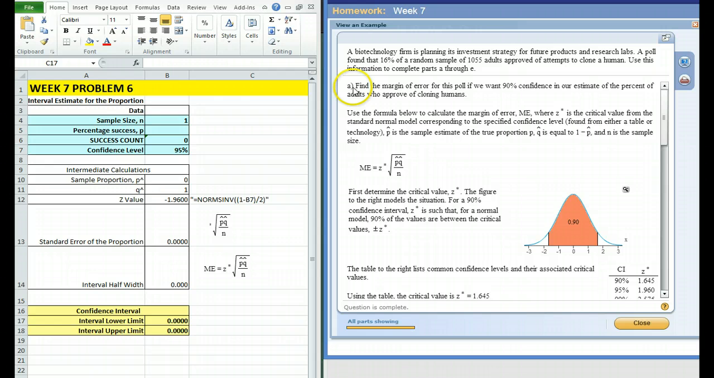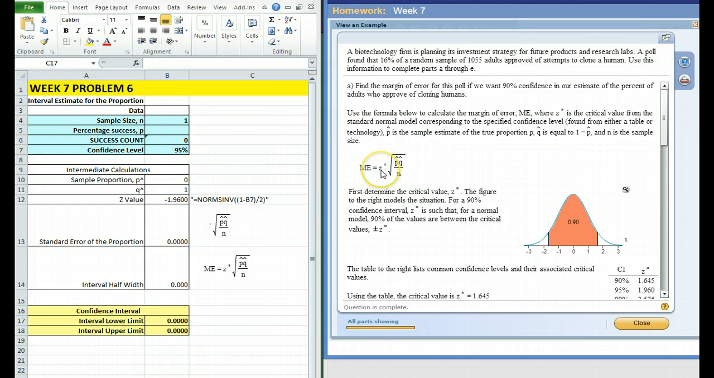The first one is we're asked to find the margin of error for this poll if we want 90% confidence in our estimate. Now, I'm going to be showing you the solution presented in MyStatLab, putting it right beside the Excel solution. And this Excel sheet is attached so you can look at it and analyze it to help you understand what the solution is. Now, this expression shows you the margin of error.